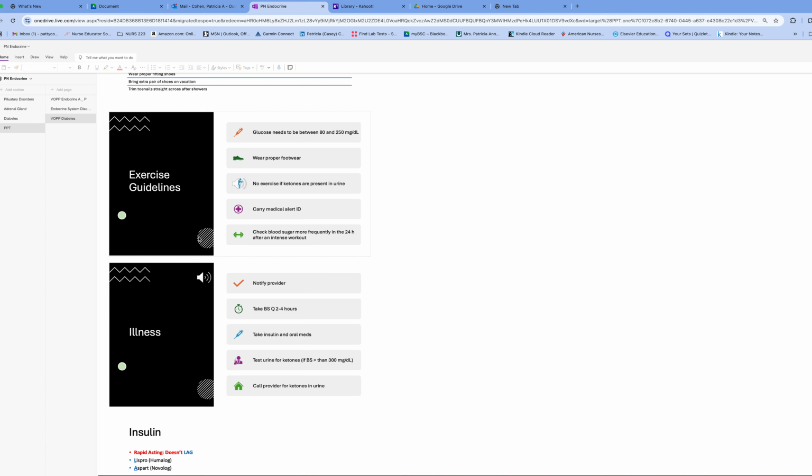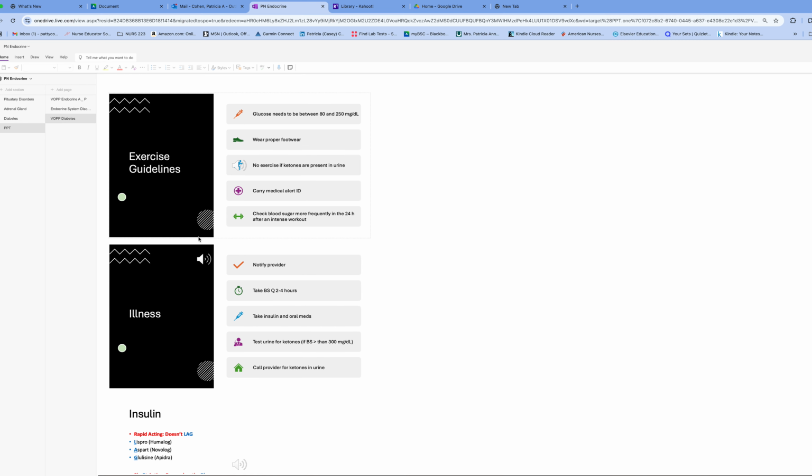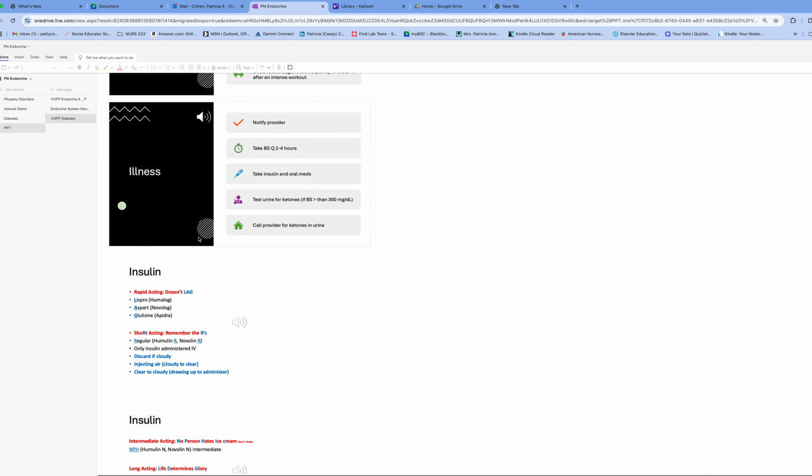They need to take their insulin and their oral meds as ordered because when you are sick, your body is under a lot of stress and your blood sugar is going to go up. I know students get confused about that because they think if they're not eating, they shouldn't take it, but their blood sugar is going to go up despite not eating. Test the urine for ketones, and call the provider if they have ketones in their urine.